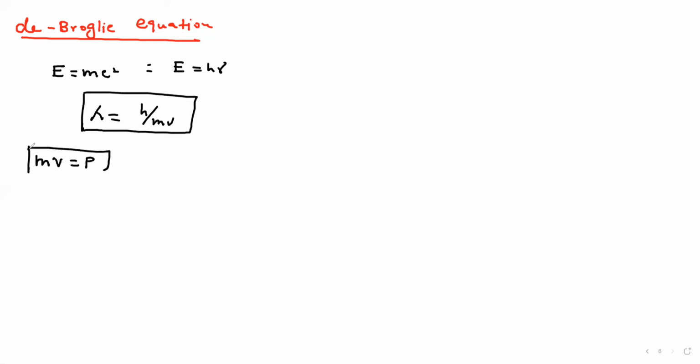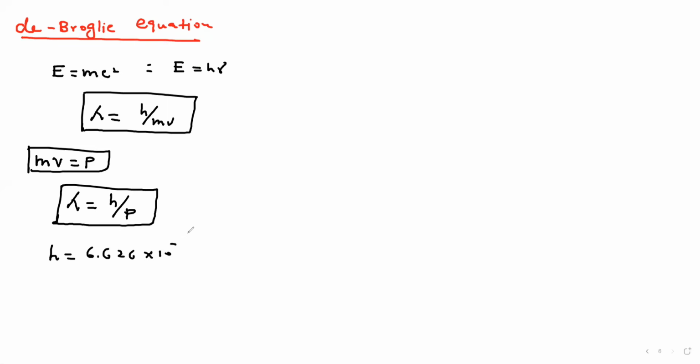What is the formula? Lambda is equal to h by mv. This is the formula for the de Broglie wavelength. What is h? It's the Planck constant. What is the Planck constant value? It is 6.626 × 10 to the power minus 34 joule per second. This is the value of the Planck constant. This is very, very important.